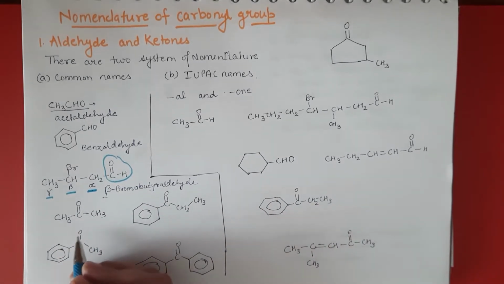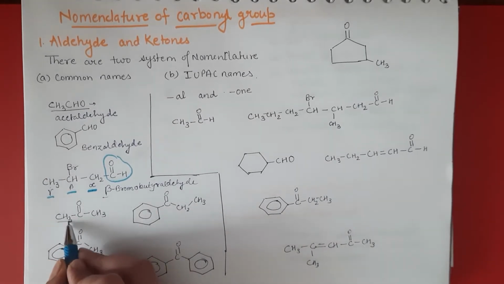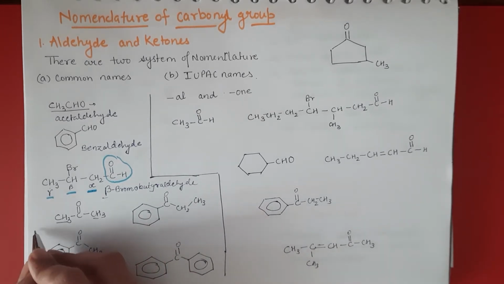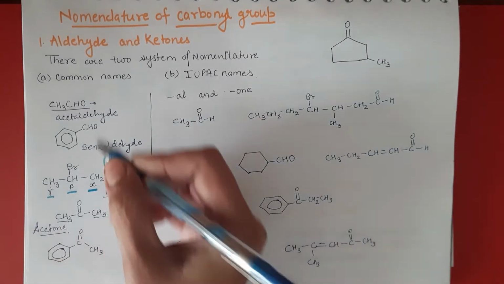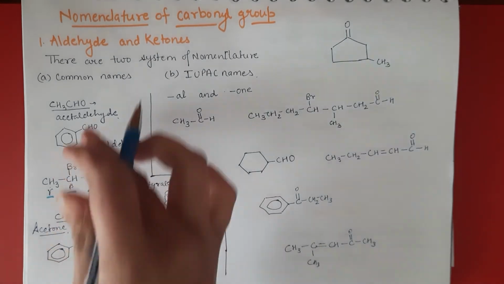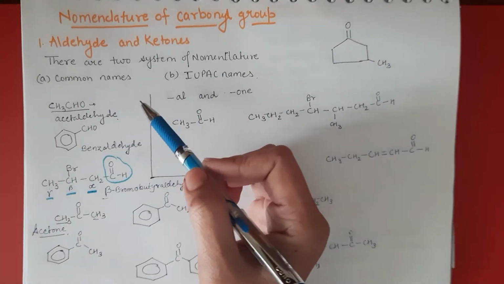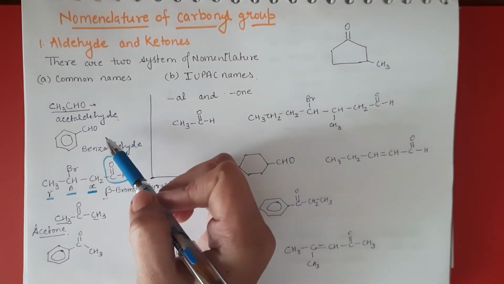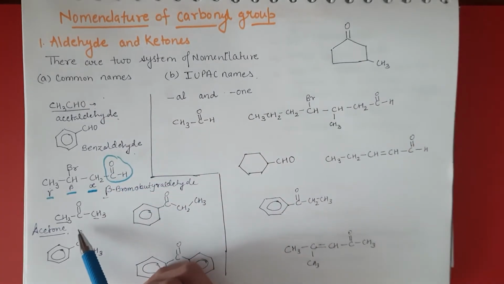Okay, now here you can see a CO group attached with two R groups. This is ketone and we name it as acetone. This is the simplest ketone and this is the simplest aldehyde. And there is so much confusion in the common names of aldehydes and ketones. So please do practice and learn the common names of these compounds like acetaldehyde, benzaldehyde, acetone.